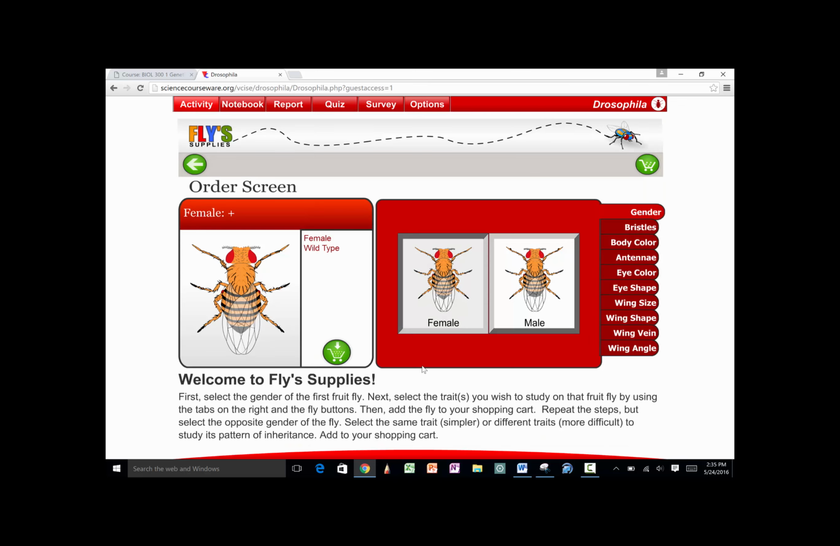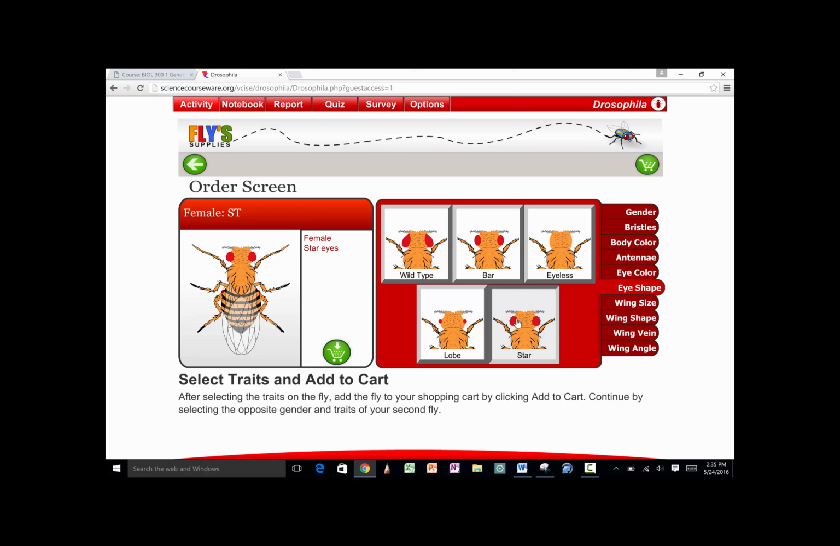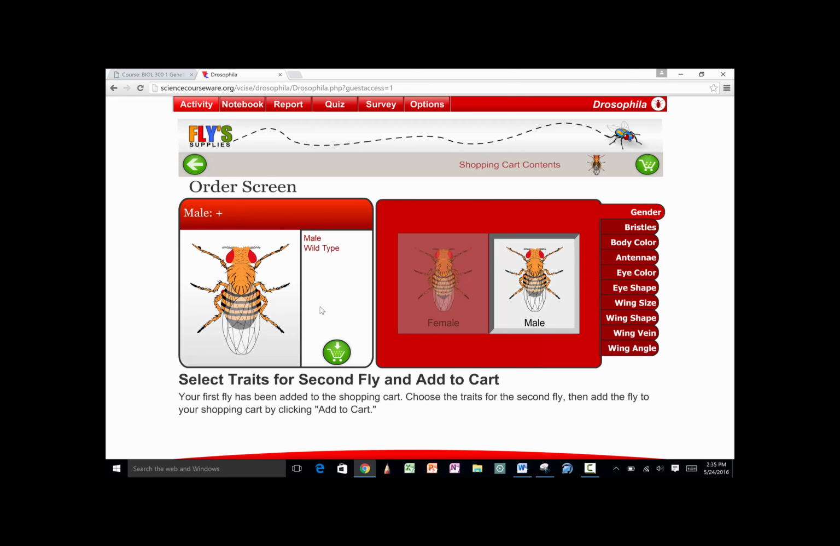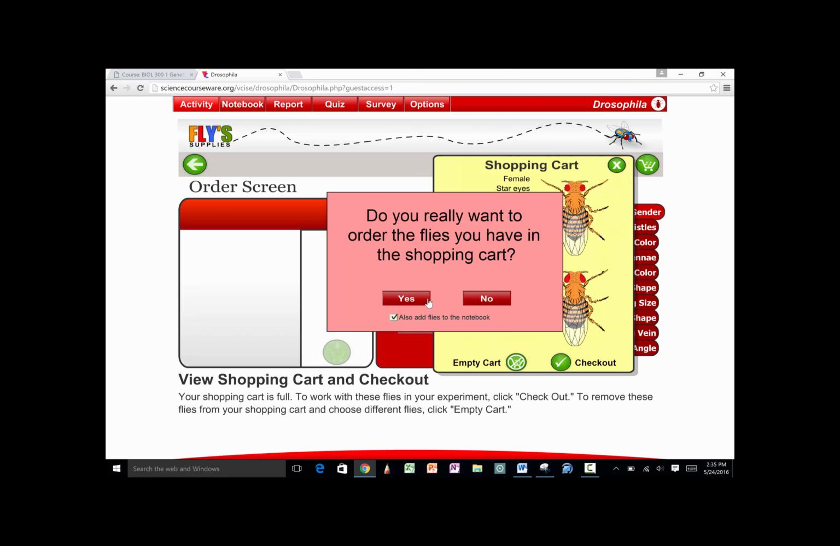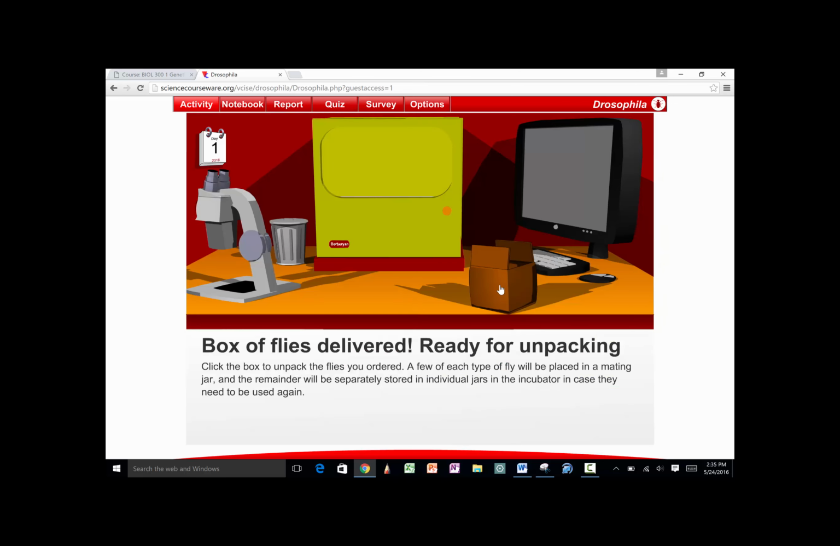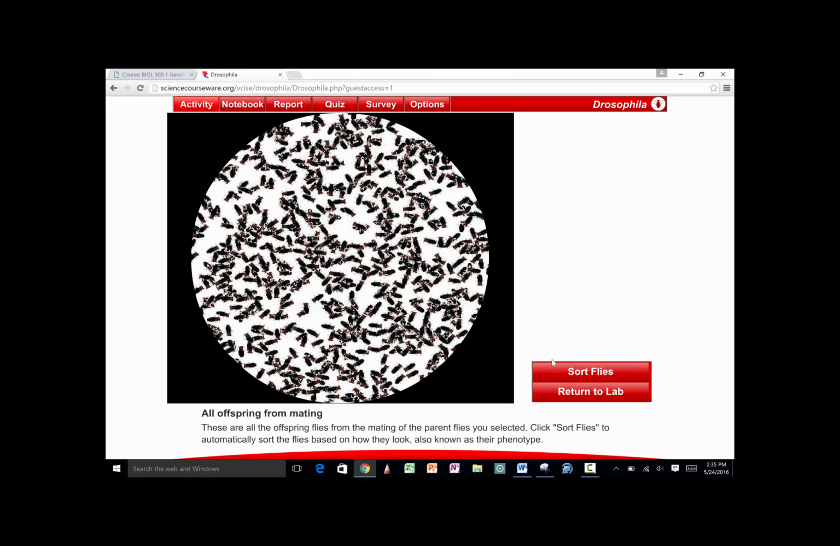My second mutation was star. So let's do star. We'll make a star female. And I think that's eye shape. Yep, there's star. See how there's kind of little ridges around the eyes, so they're star-shaped eyes. Add that to the cart. Our male is going to be wild type. Add him to the cart. Check out. Put my flies in the incubator. Let them mate for a quick 14 days. Grab them. Sort them.